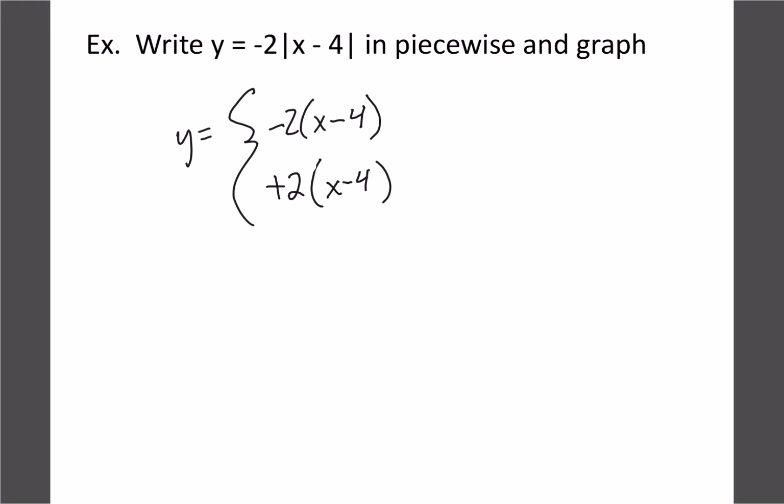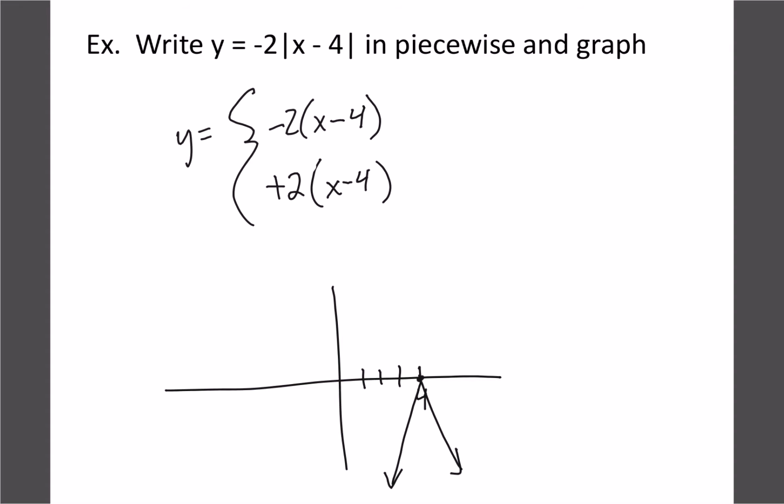Once again, if we graph x minus 4, we have an x-intercept at 4, and if it's negative 2, in this case it's going to be upside down this time. So we just have to be a little bit more careful. Now if we graph minus 2 times (x minus 4), that will be this side of the graph, so that would be the same as that one.